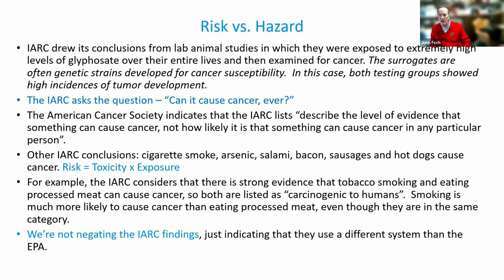So for example, there's strong evidence, of course, that tobacco smoking and eating processed meat can cause cancer. So they're both listed in the first, highest, most carcinogenic category, that is carcinogenic to humans. Now, you need to think about those things, that eating processed meat and smoking are not necessarily the same risk, because you don't eat processed meat every day, but you might smoke every day, or you might smoke 3 packs a day. So it's very interesting. But from an IARC standpoint, they're both listed in the same category.